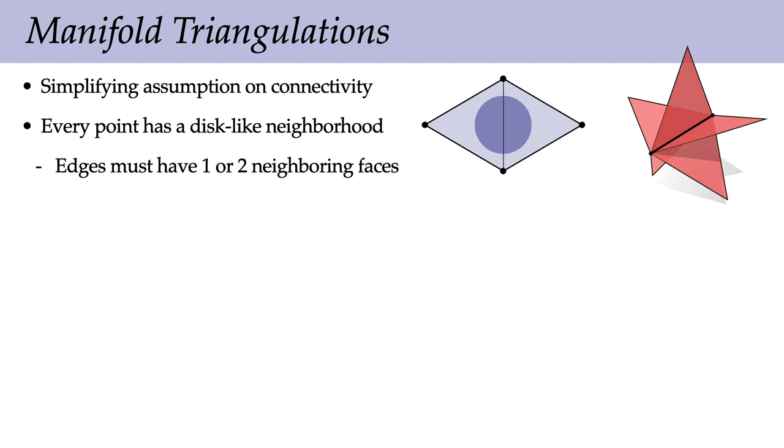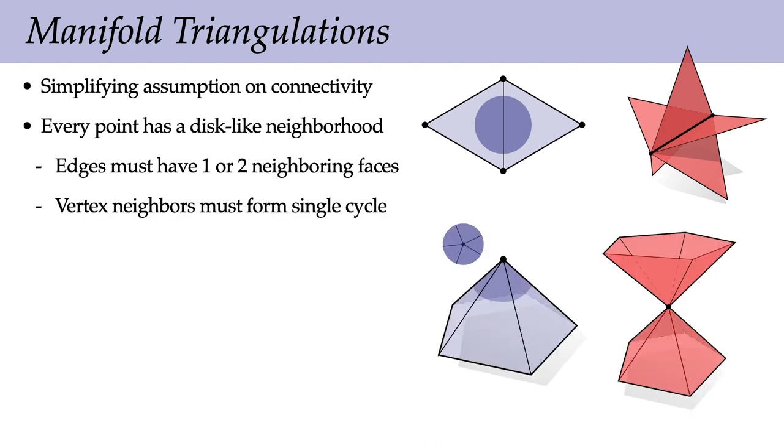The second requirement is that each vertex's neighboring faces must form a single cycle. The vertex of this blue cone has a disk-like neighborhood and is thus manifold, but the vertex of this red hourglass is not manifold. Our other simplifying assumption is that our triangulations are oriented.